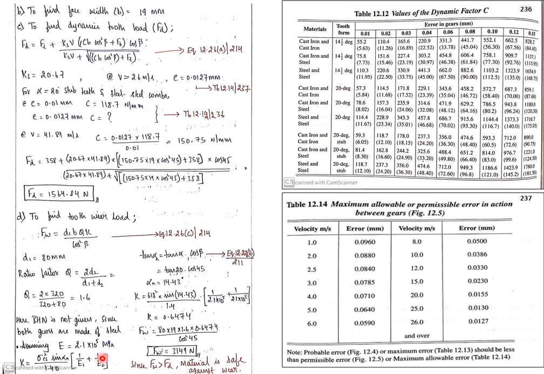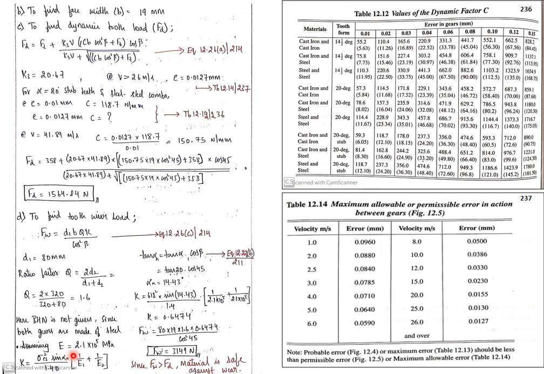Now this is sigma ES, and he has given sigma ES in the question, that is the endurance strength. He has given sine alpha n. We don't know what alpha n is. It is the normal pressure angle between the two gears. Alpha n is not known.